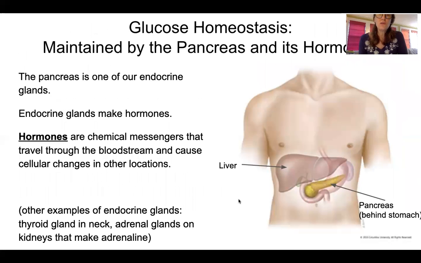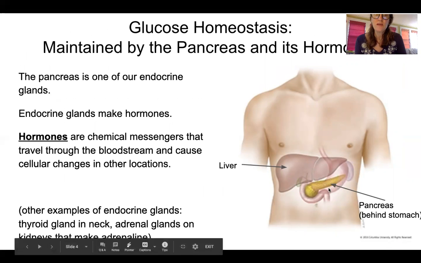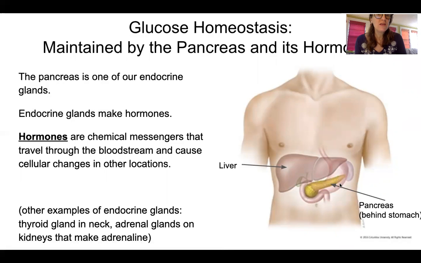So glucose homeostasis in the body is maintained primarily by the pancreas and the hormones that it makes. So the pancreas is one of our endocrine glands. An endocrine gland is a gland in the body that makes hormones. And hormones are chemical messengers that are released into the bloodstream and travel around the body through the blood, causing cellular changes in other locations. Humans have many endocrine glands. We have a thyroid gland in our neck. We have a pituitary gland in our brain.